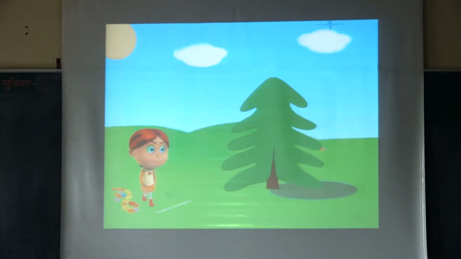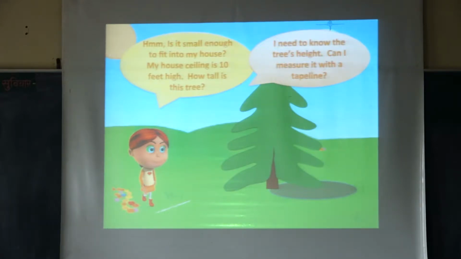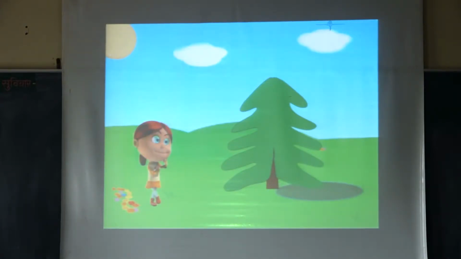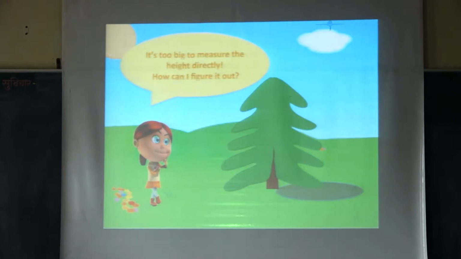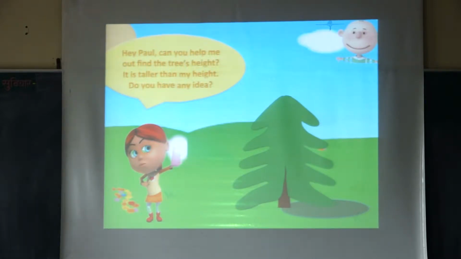Her house ceiling is 10 feet high. She is wondering if the tree was small enough to put into her house. She called Paul to ask some help. Paul suddenly remembered the content he learned, and he came up with an idea.